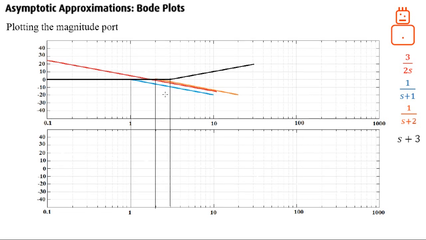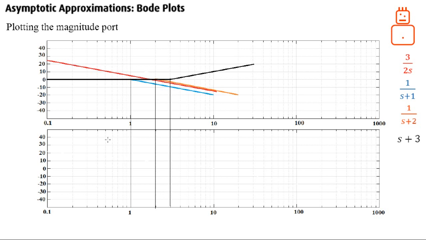So what we need to do now is to sum up these. As you know, we have 3 portions here according to the break frequencies. We have break frequencies at 1, 2, and 3. So by that, we break down the plot here based on the break frequencies.